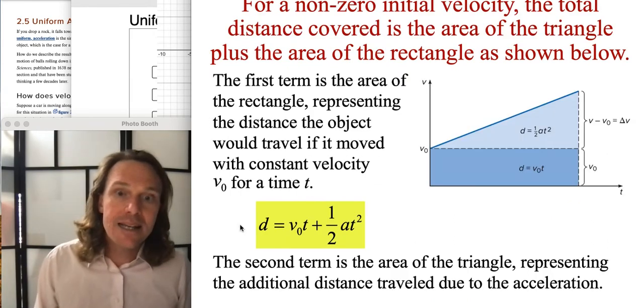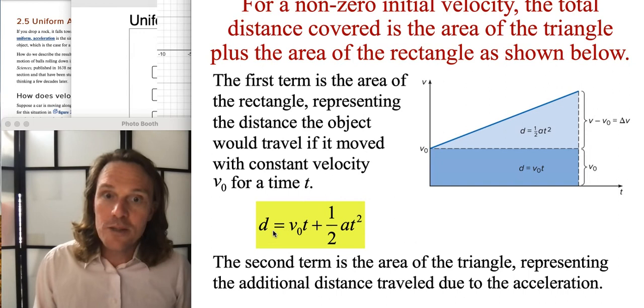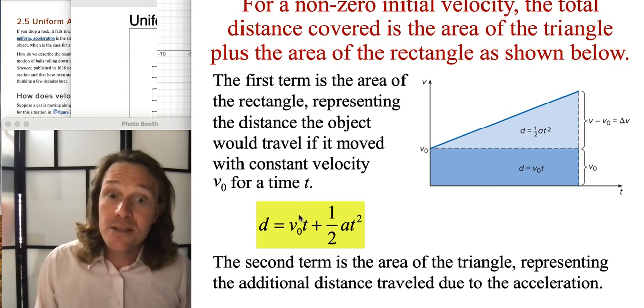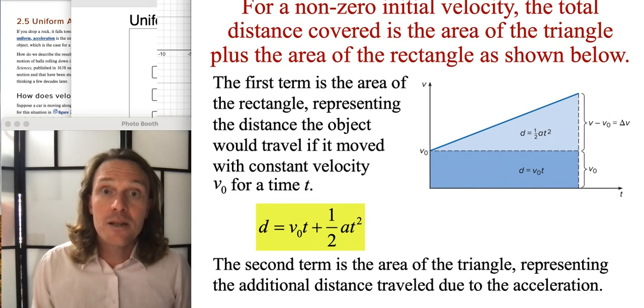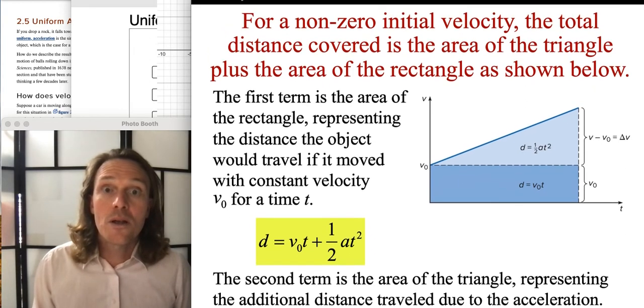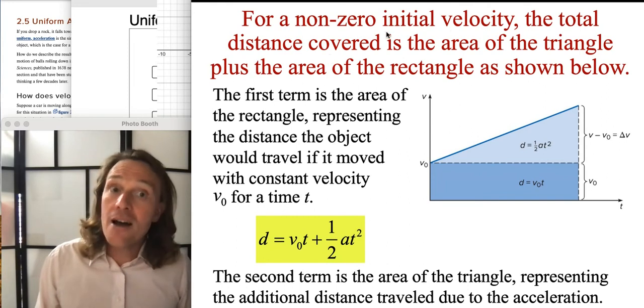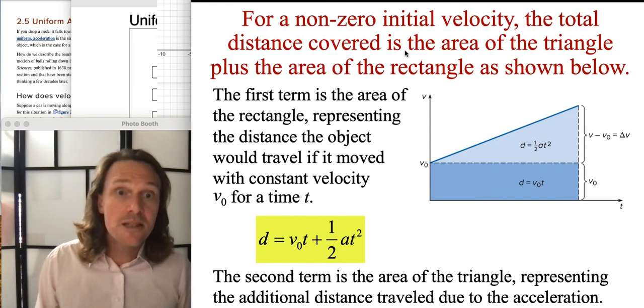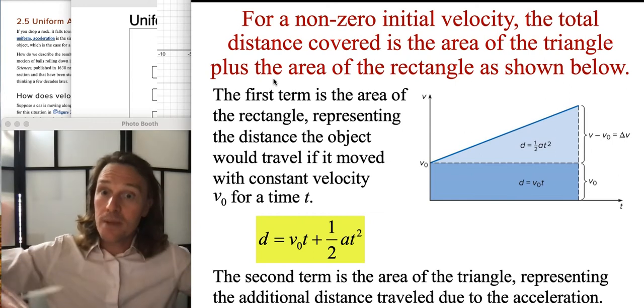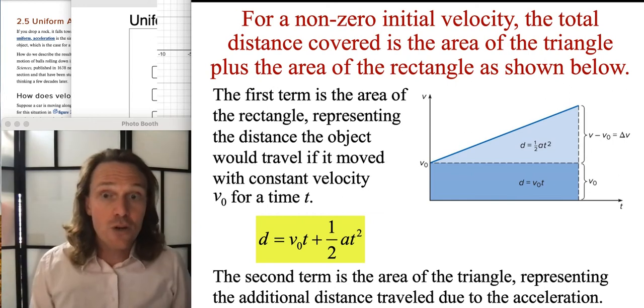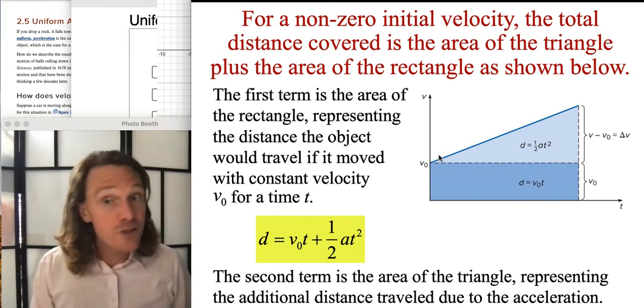All right, so here's that idea of extending the displacement to include non-zero initial velocities. So let's see how they describe it here. Let's get this to not be cut off quite as much. So for a non-zero initial velocity, the total distance covered is the area of the triangle plus the area of a rectangle. Because, think graphically. I showed an example of this before. I said it's always going to be a diagonal line. Velocity will always be a linear function when acceleration is constant.